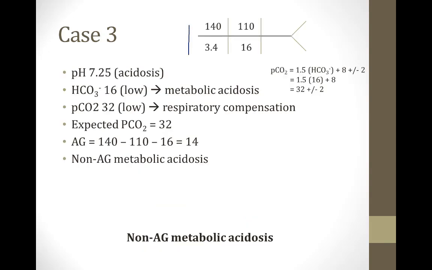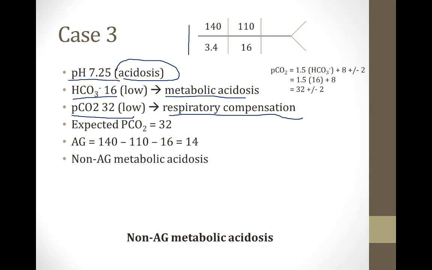So once again, I've drawn the electrolytes up here to remind you. This patient's pH is 7.25, so she has an acidosis. The bicarbonate level is low at 16. Recall that normal is 24, so this is a metabolic acidosis. The PCO2 is also low at 32. Recall that normal is 40, so there's respiratory compensation.